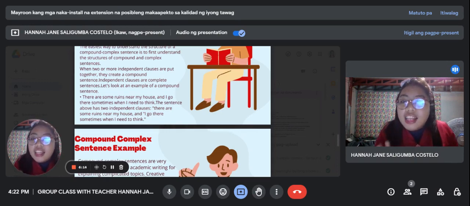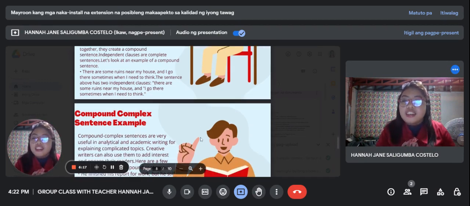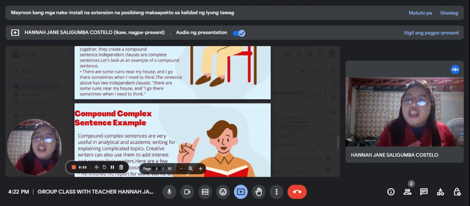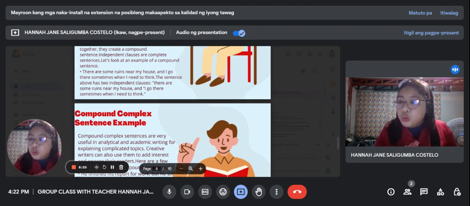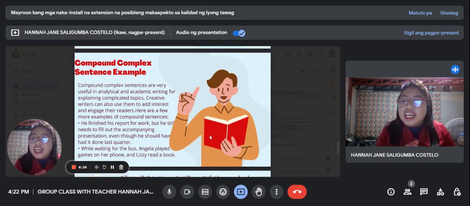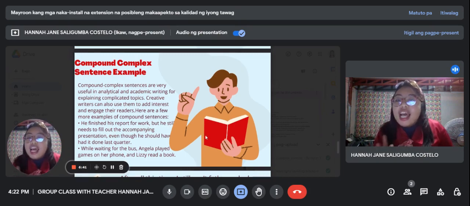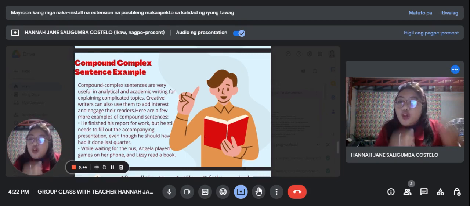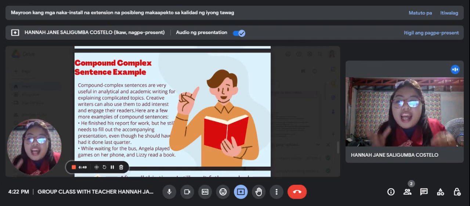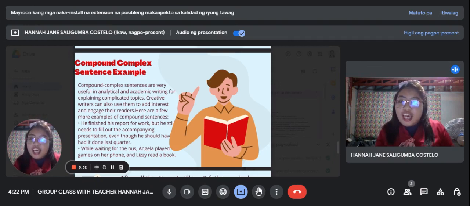Let's look at an example of a compound sentence. There are some ruins near my house, and I go there sometimes when I need to think. The sentence above has two independent clauses. There are some ruins near my house, and I go there sometimes when I need to think. So, compound complex sentence example. Compound complex sentences are very useful in analytical and academic writing. For explaining complicated topics, creative writers can also use them to add interest and engage the readers.